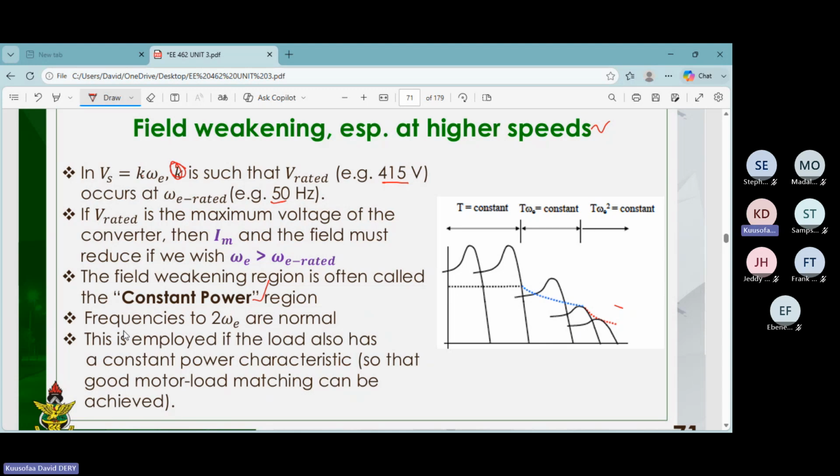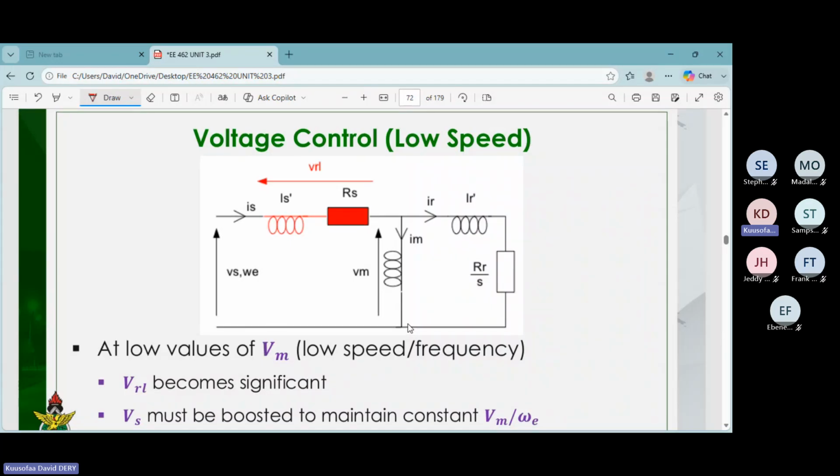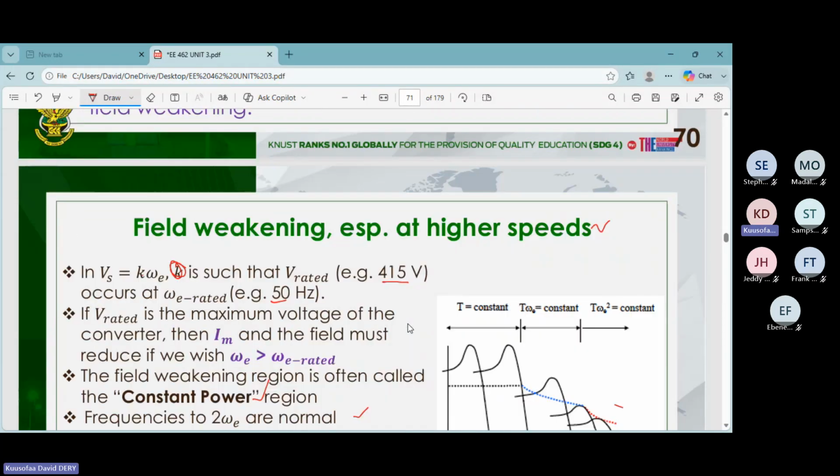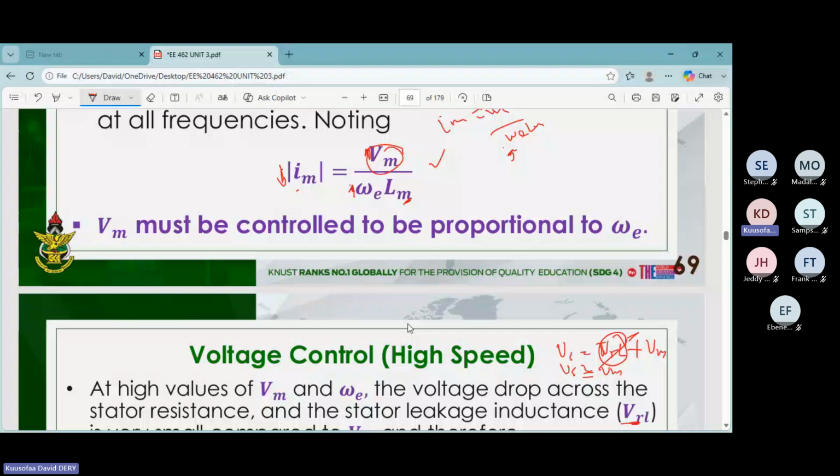And this is employed if the load also has a constant power characteristic, so that good motor load torque matching can be done. You only get the best performance when the load is a constant power load. So that is about the field weakening. That one was at high speed, right? So now we look at low speed operation.